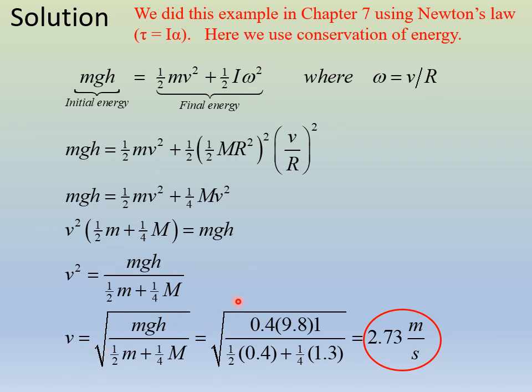And so then the final step is just to plug in all our numbers. I'll let you go through those. All those values were given to us on the last slide in the problem. I should mention that the height here, we're letting it fall 1 meter, so that's where that 1 comes from. The final velocity then is 2.73 meters per second.